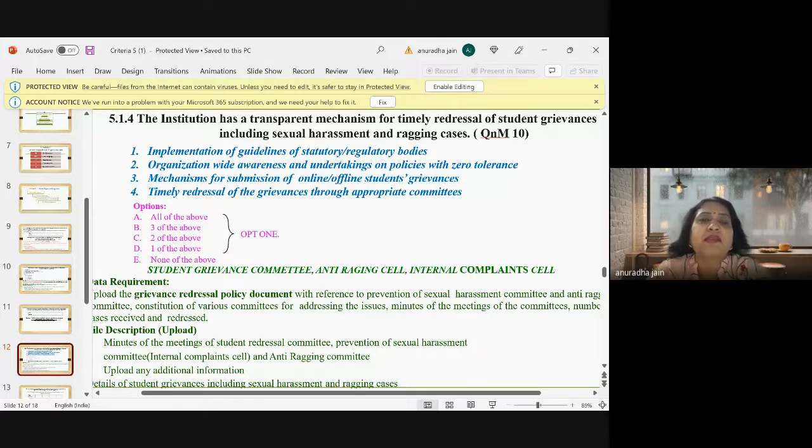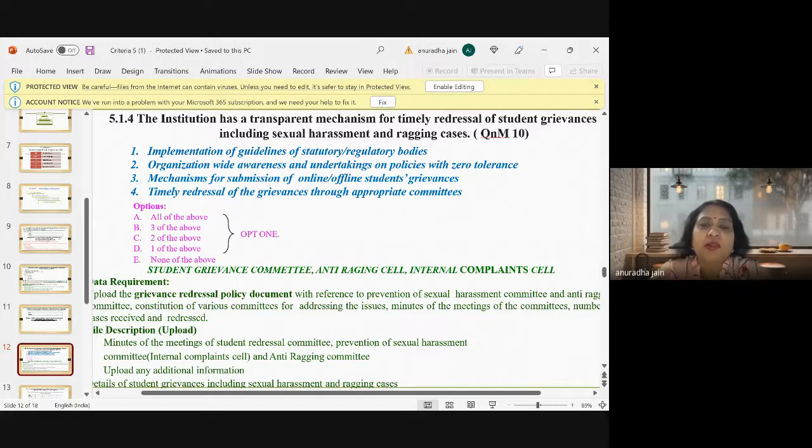Then timely redressal of the grievance through appropriate committees. Like whether you take 1 week or 2 weeks in resolving these problems which are faced by the students. Again, in the SSR there are 4 or 5 options, whether all of the above, or 3 of the above, or 2 of the above. So you have to answer accordingly.